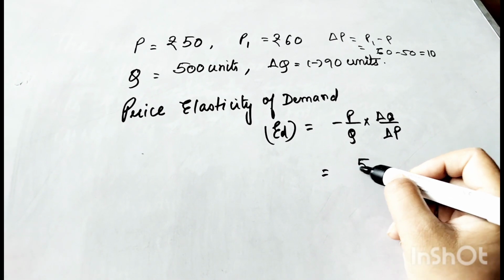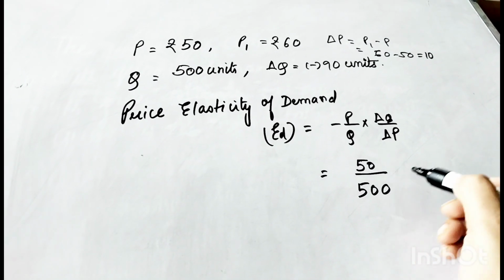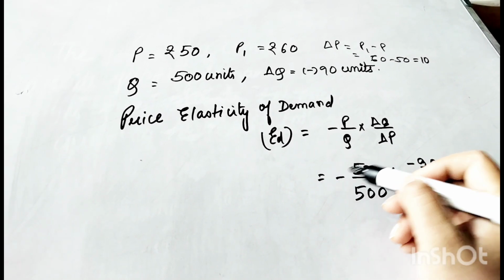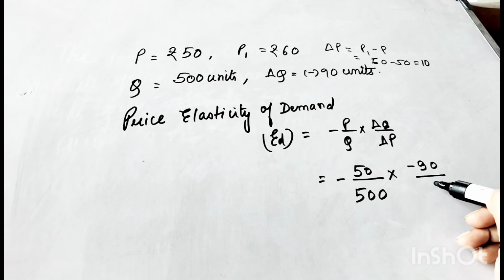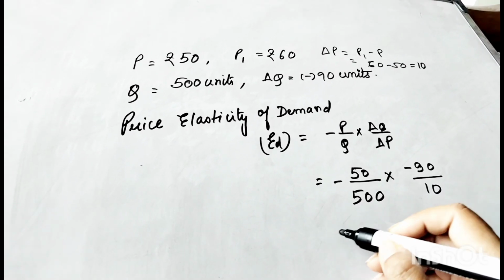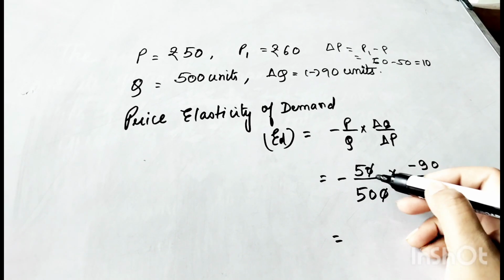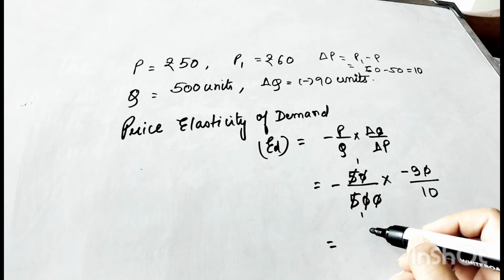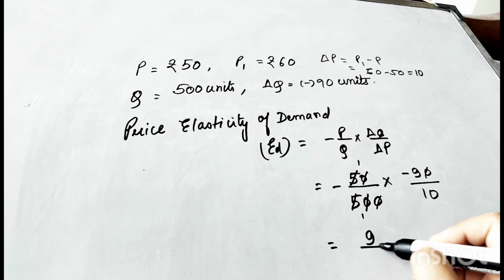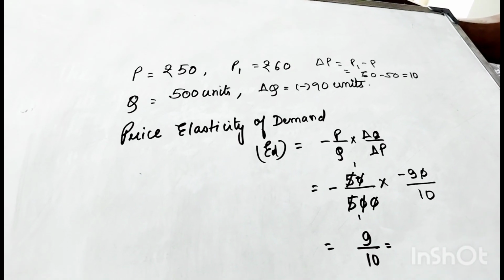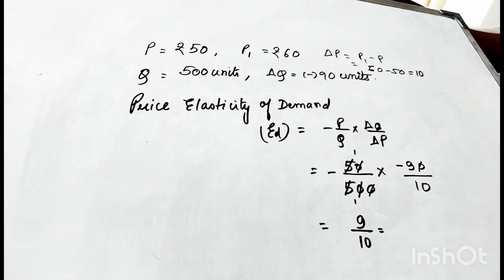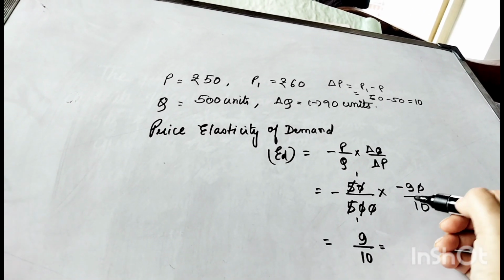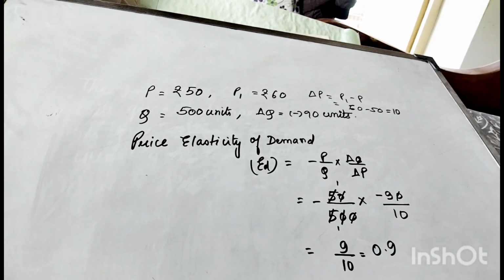So we are going to write here: P is what? 50. Q is what? 500. Del Q is what? Minus 90. And del P is what? 10. Now what you are going to do? Cancel. Okay. So we get 9 by 10. 9 by 10 is what? 0.9. So this is 0.9.